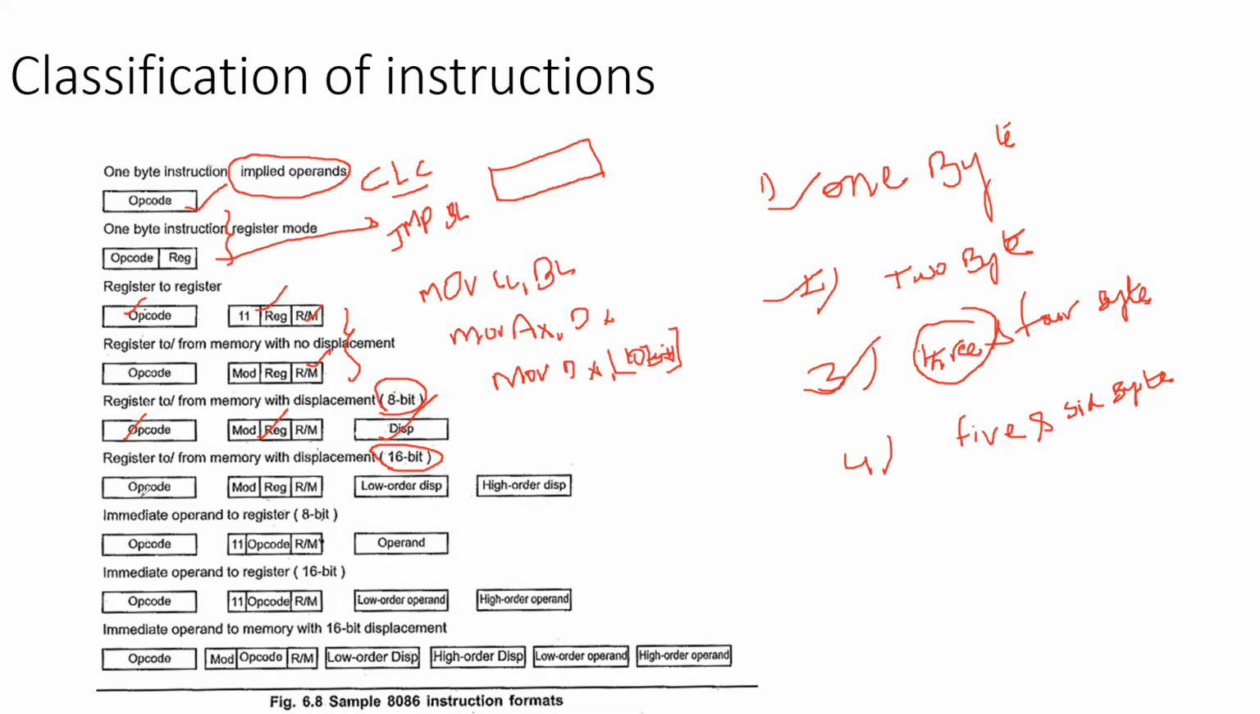16-bit displacement, the opcode will have, the second one will have lower displacement and the higher displacement. So this comes under the 4-byte instruction. 4-byte instruction, right? Next, coming to the next thing, 5 and 6 byte.